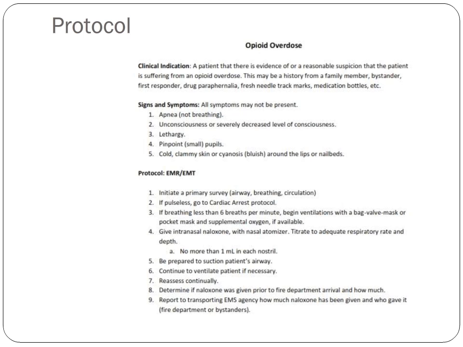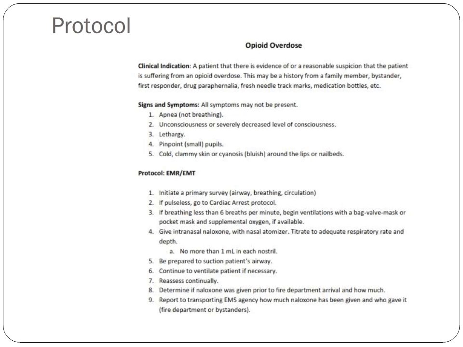Signs and symptoms of an opiate overdose. Remember, all symptoms may not be present. These are apnea, or not breathing at all, unconsciousness or a severely decreased level of consciousness, lethargy, pinpoint or small pupils, cold clammy skin, or cyanosis, which is a bluish tint around the lips or the nail beds.